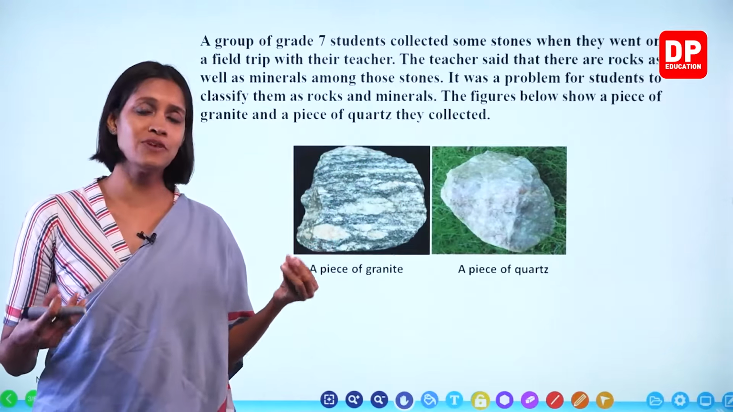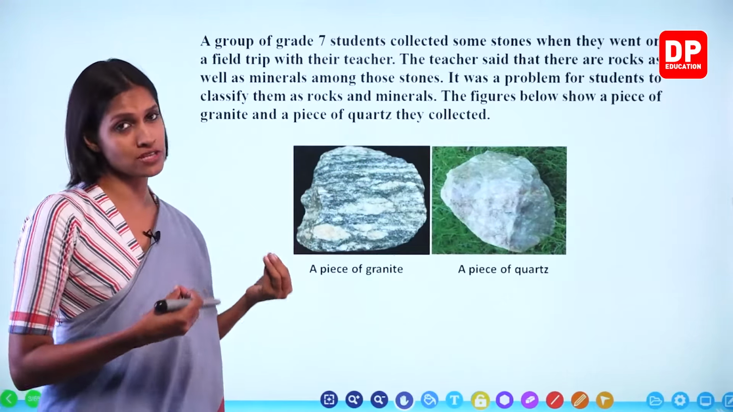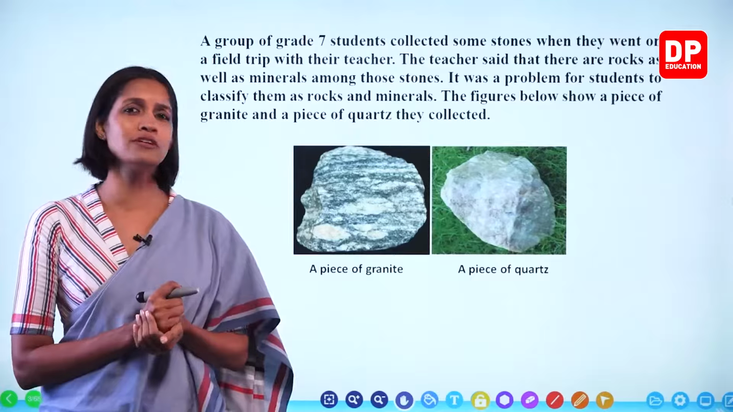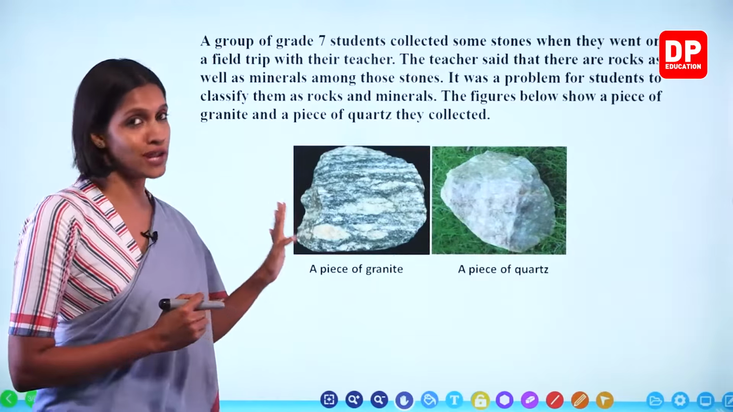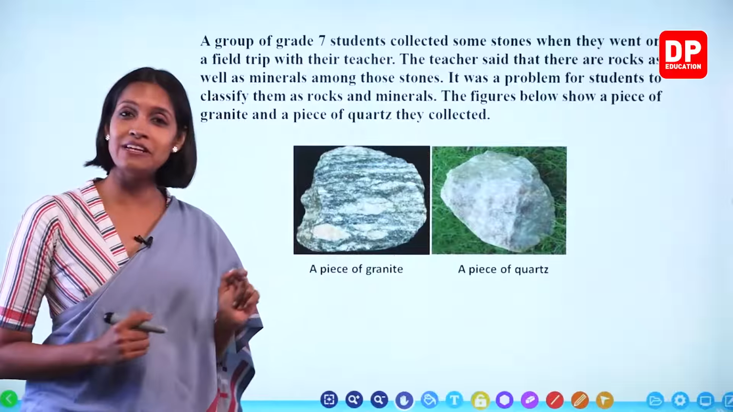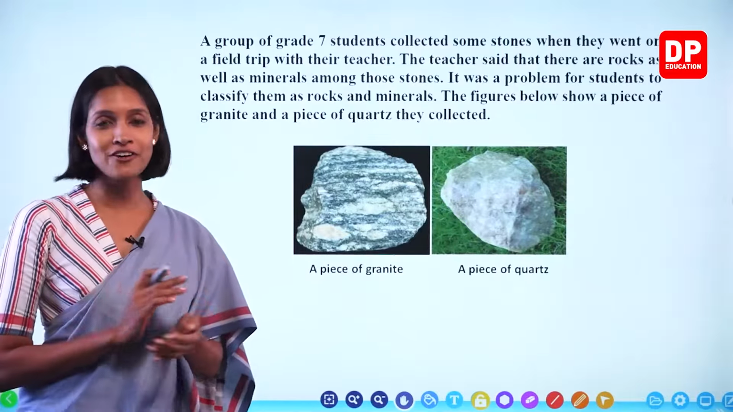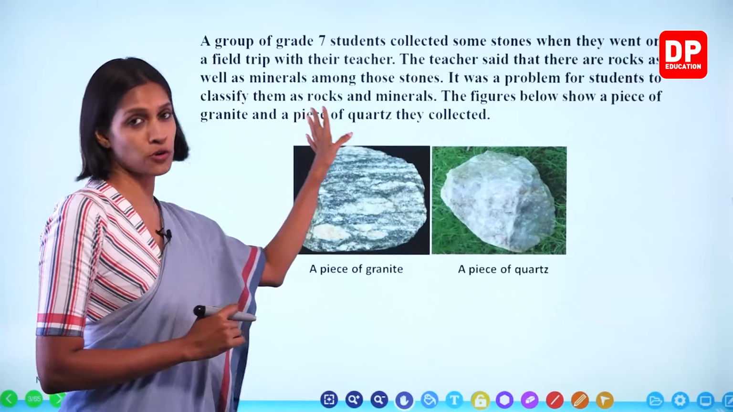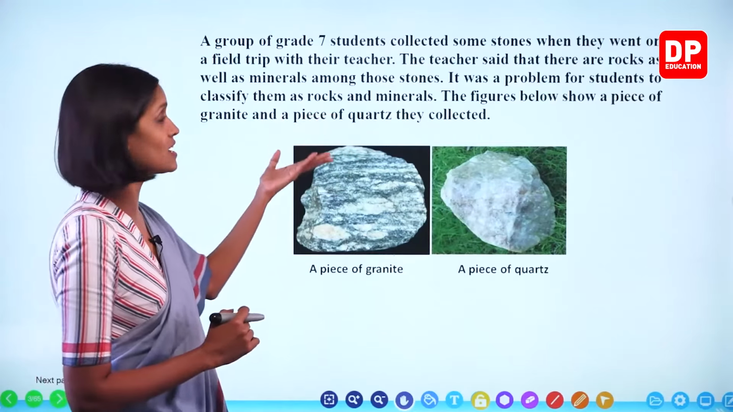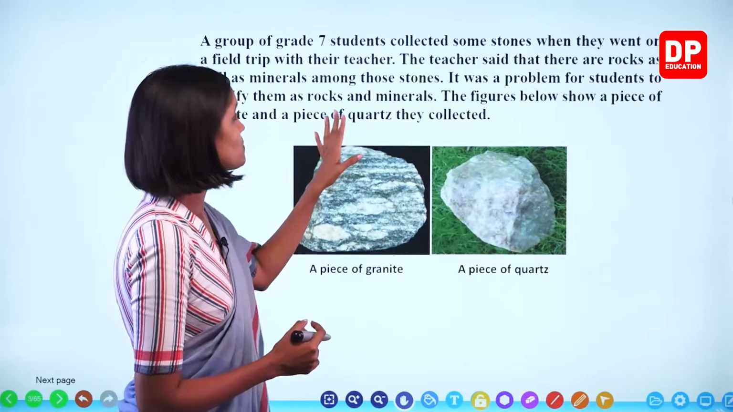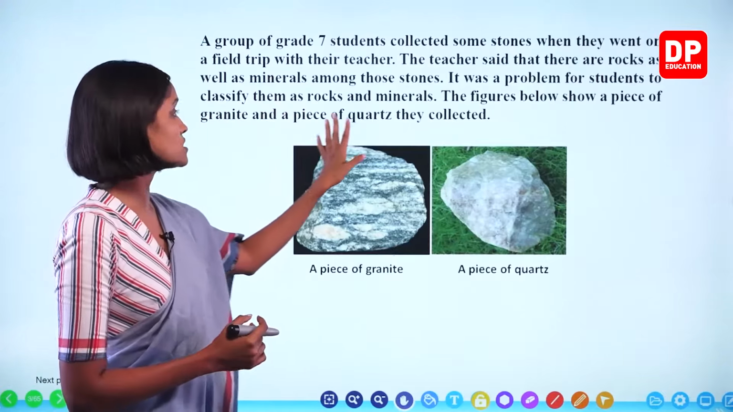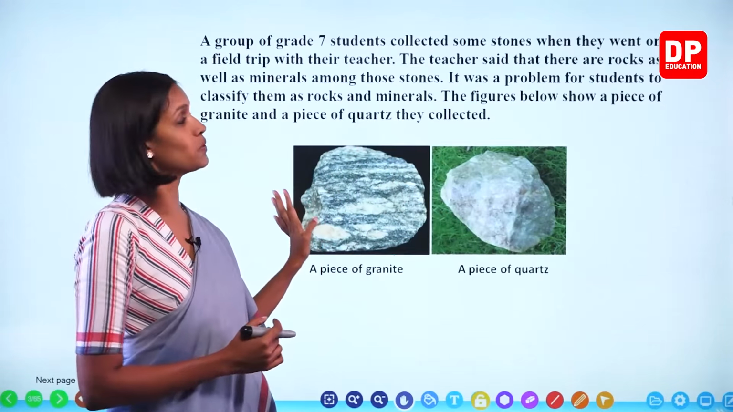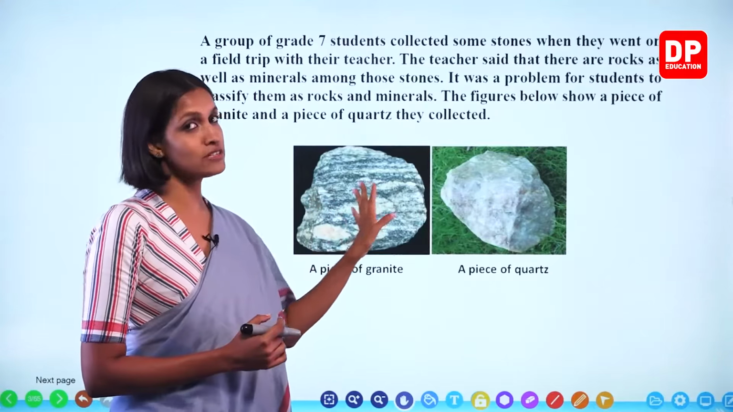So without any knowledge, we cannot identify. Even though rocks and minerals are 2 different things, just by looking at a piece of stone, we cannot identify that. We are going to do an activity. After doing that activity, you will get an idea how to identify rocks and minerals, okay? So it was a problem for students to classify them as rocks and minerals, even though the teacher said these are rocks and minerals. The figures below show a piece of granite and a piece of quartz they collected, okay? So we are going to do an activity related to this.